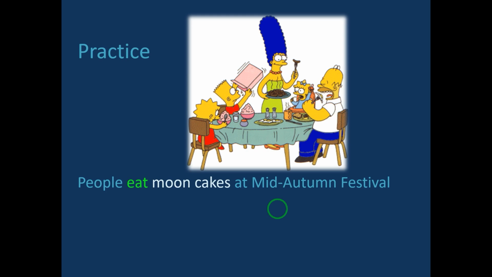So as you can see, there is a practice here. People eat mooncakes at Mid-Autumn Festival. This is our subject. Eat is a normal verb, which is simple present tense. Mooncake is actually the object, and the rest of the sentence is something that you can add based on your needs. But the main procedure is going to happen here.